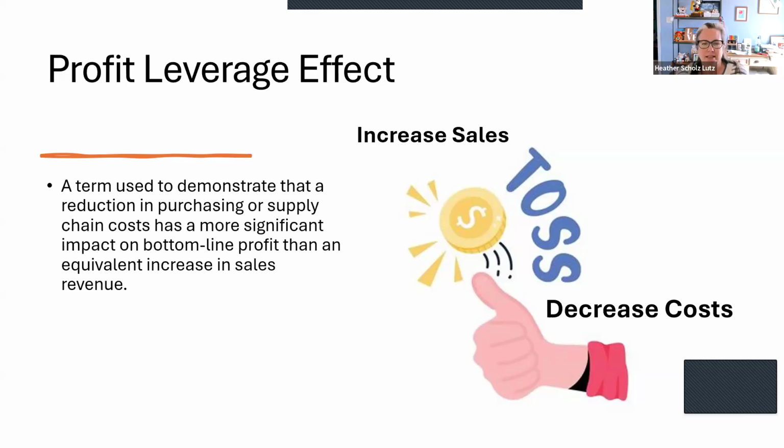This is a term used to demonstrate that if we can decrease our costs, that's going to have a more significant impact on our bottom line profits than an equivalent increase in sales. Basically, what it's saying is that with a $1 decrease in our costs, we can immediately put that in our pocket and keep it. But we're going to have to earn more than $1 in sales to get that same impact of increasing our profits by $1.